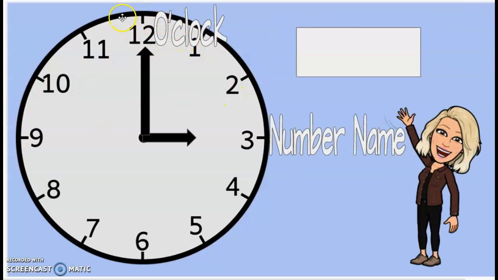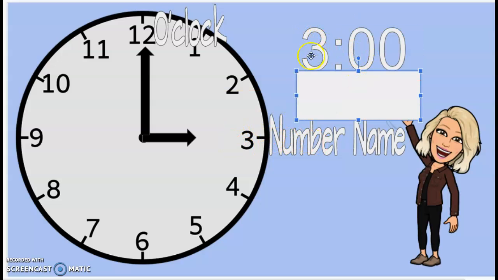All right, so like I said, the 12 is going to say o'clock when the minute hand is pointing to it, and then the hour hand, when it's pointing to a number, it's going to make it say its name. So 3 o'clock, and it's going to be written like this: 3:00, because remember I said when the minute hand, this long hand, points at the 12, it's going to represent 00. So it's 3 o'clock. Good.